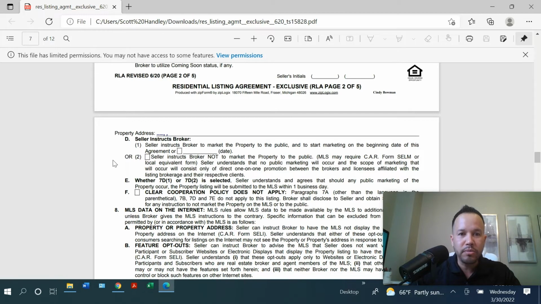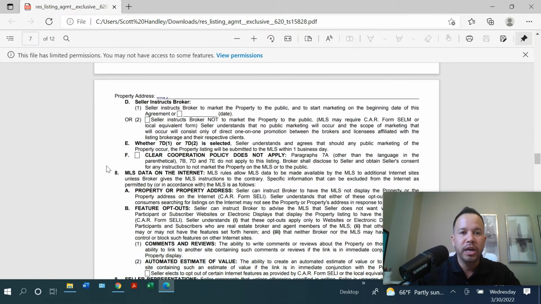Okay, moving along, again, the property address will populate over here on page 3. There's a place where you can put seller instructs broker. Seller instructs broker to market the property to the public and start marketing on the beginning date of this agreement. Okay, whatever you stated on page 1 as the beginning of the listing will take precedence.